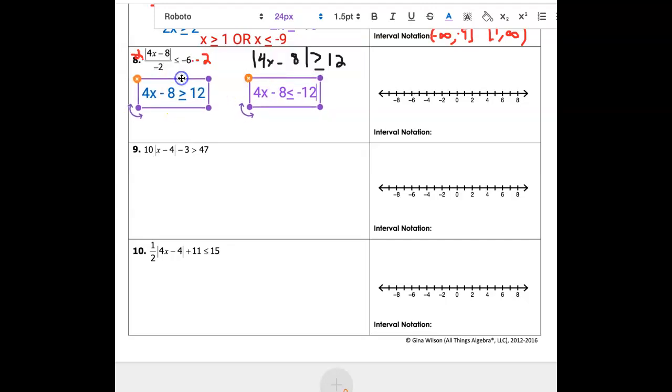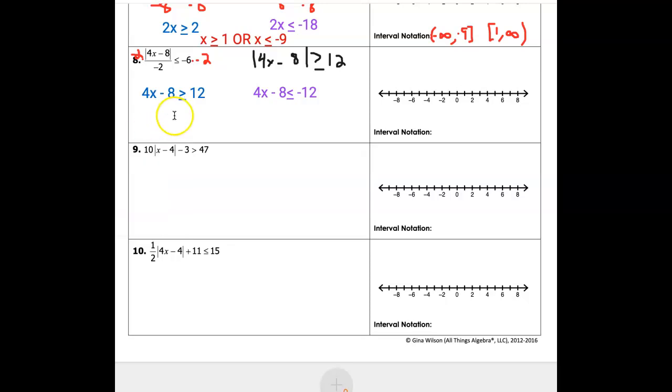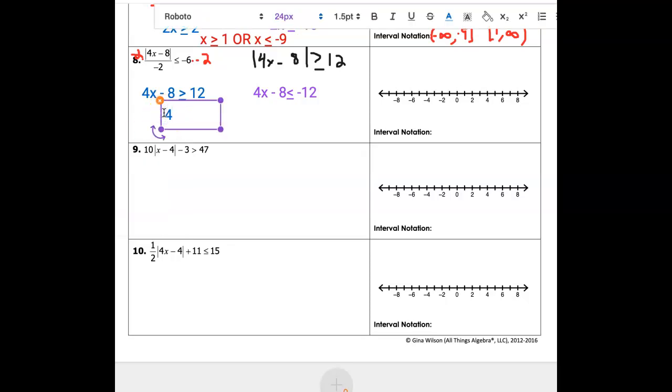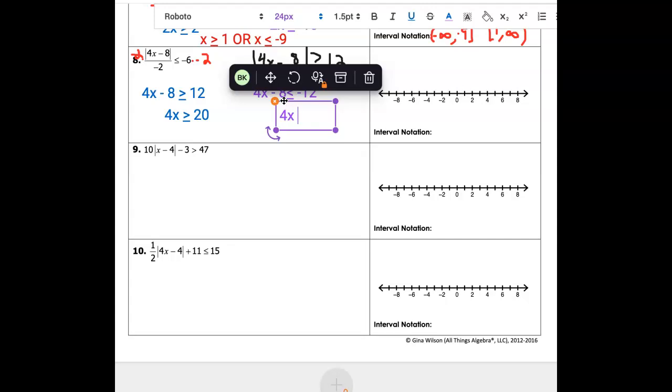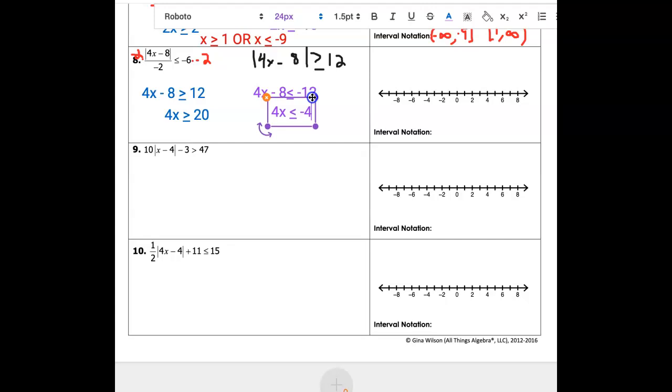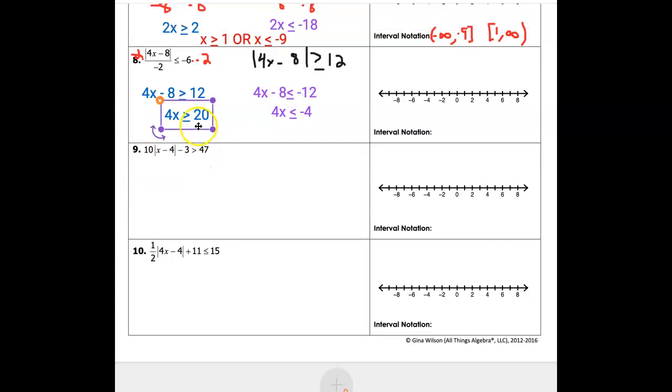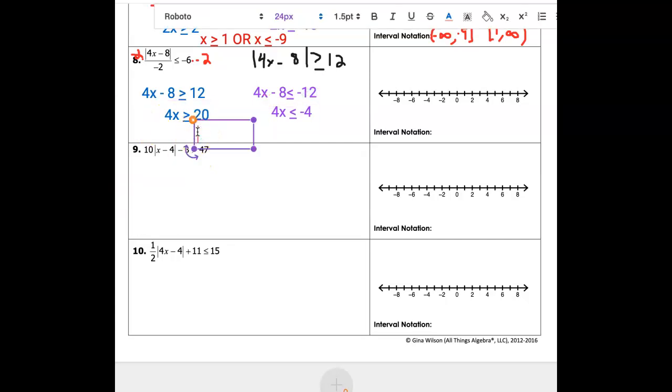And then we solve the two inequalities. So start by adding 8 everywhere. Now I have here 4x greater than or equal to 20. Over here we have 4x less than or equal to negative 4. And then when we divide everything by 4, we get our two answers. So x is greater than or equal to 5, or x is less than or equal to negative 1.